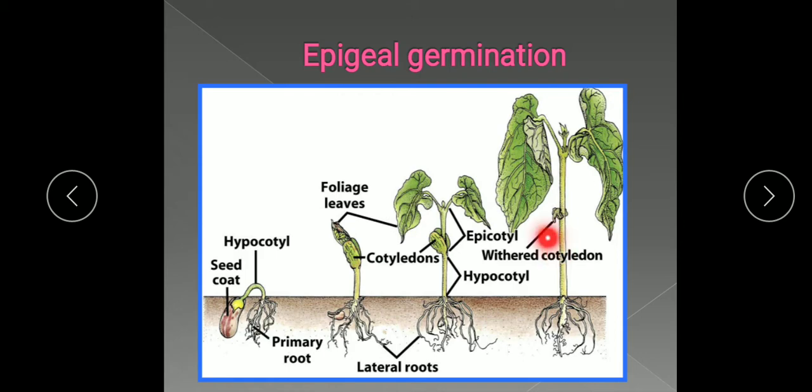So in this germination, the hypocotyl elongates first, and the germination is epigeal because the cotyledons are pushed above the ground. This type of germination we will see in the bean seed. So this example which is shown in the picture is of a bean seed.